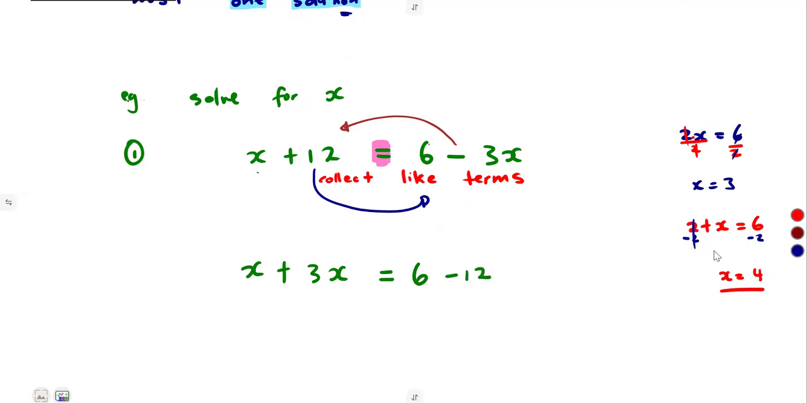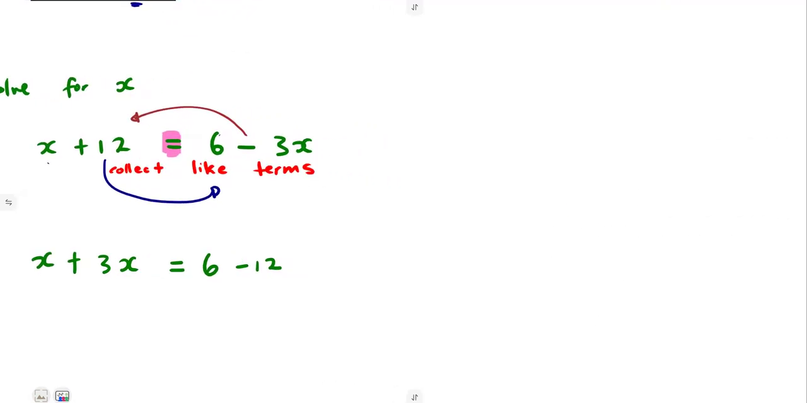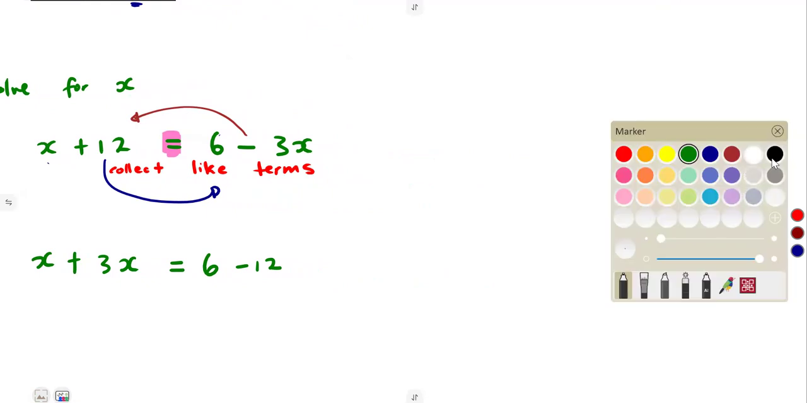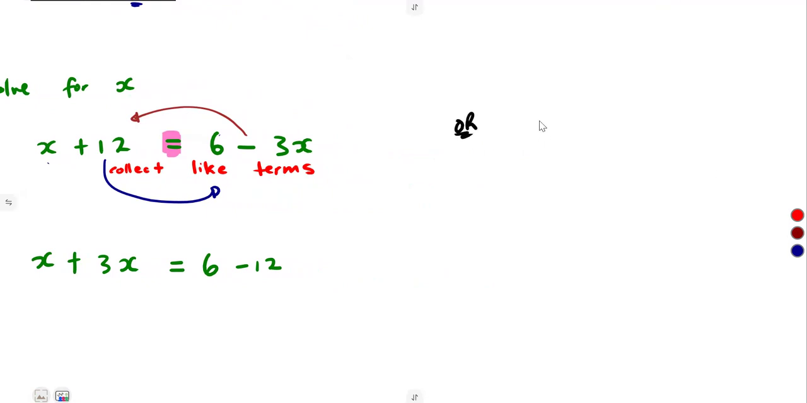So let's say you use the idea that I have a 2 and I want to get rid of it, so I subtract it. You would apply the same here if you wanted to. In this case, you could have simplified and solved this way: x plus 12 is equal to 6 minus 3x. Since I want to get rid of this 3x here, I can simply add it. It's a minus, so I add 3x.